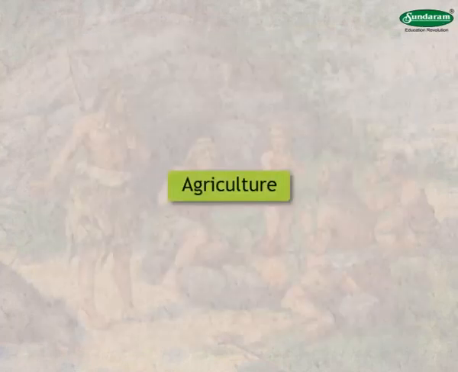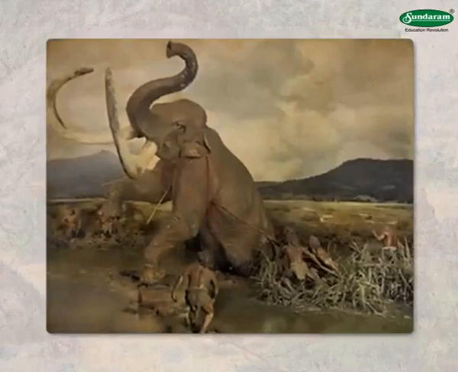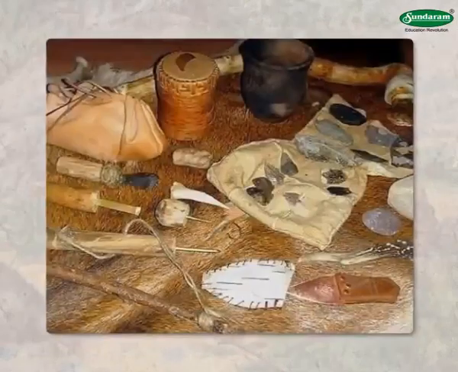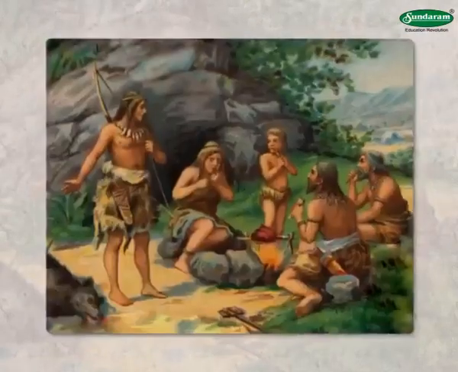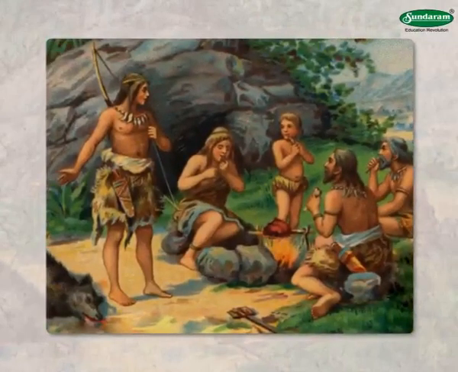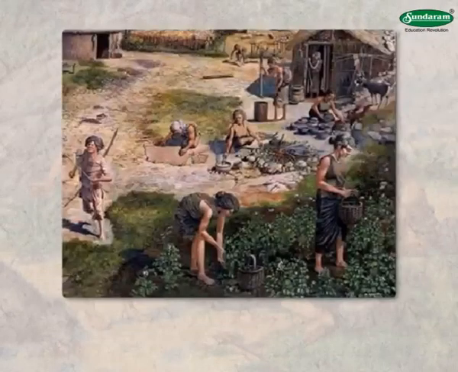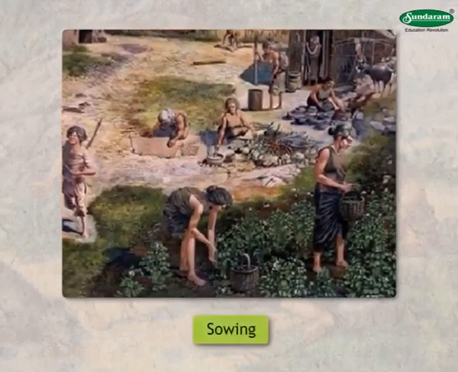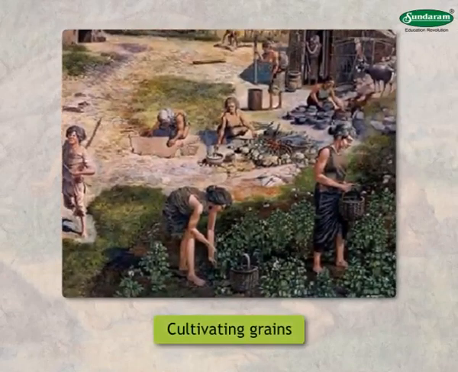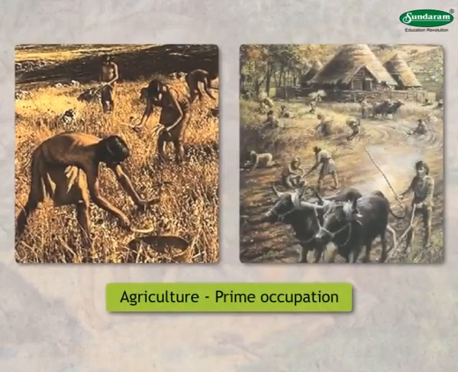Next is agriculture. Usually, it was men who went hunting and made tools and weapons. Women gathered fruits and roots, took care of the foodstuff, and prepared food. Women learnt through observation that new plants sprout from seeds that fall on the ground. That is how agriculture, sowing and cultivating grains, began in the Neolithic Age. Later, agriculture became the prime occupation of man.